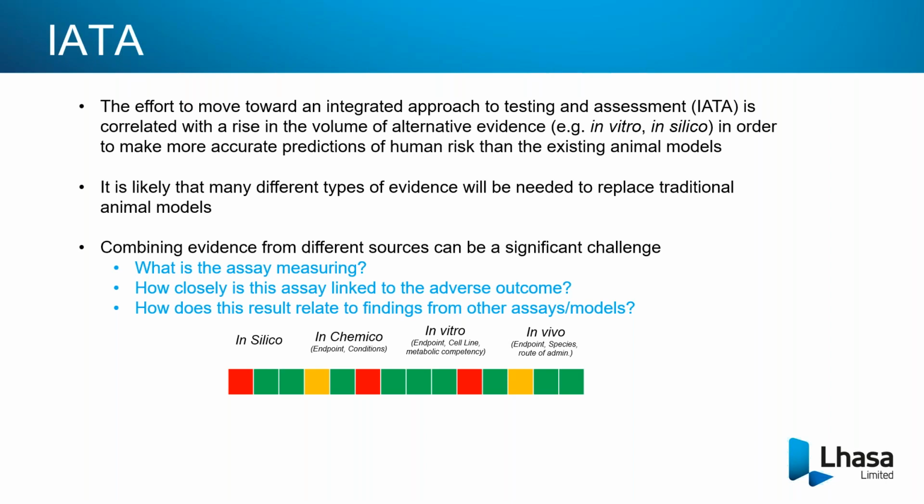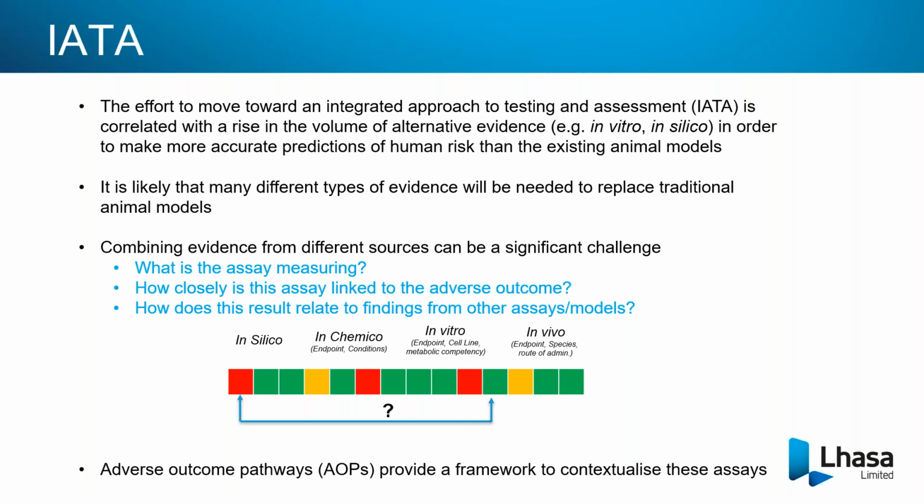It's like, how would you relate an in silico finding which is positive to an in vitro finding which is negative? And how do you know which one is correct? Are they measuring the same thing? And which one is more potentially related to the adverse outcome you're trying to see? So we think adverse outcome pathways, or AOPs, can provide that framework to answer these questions.